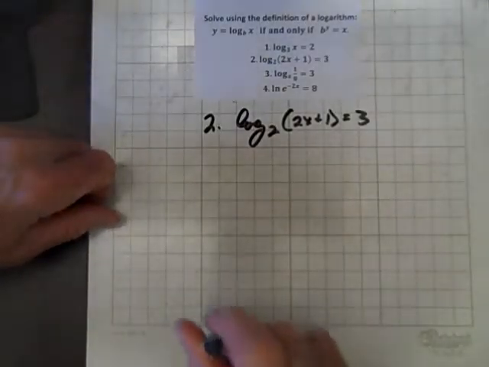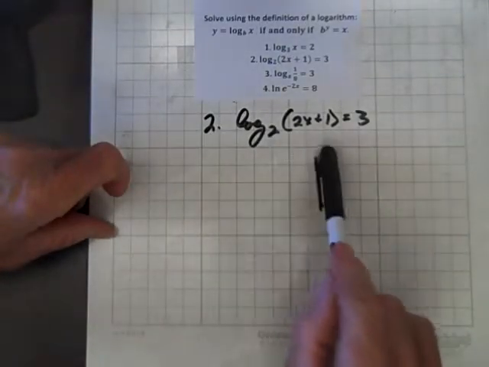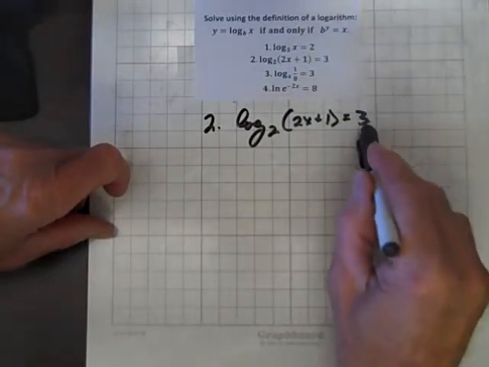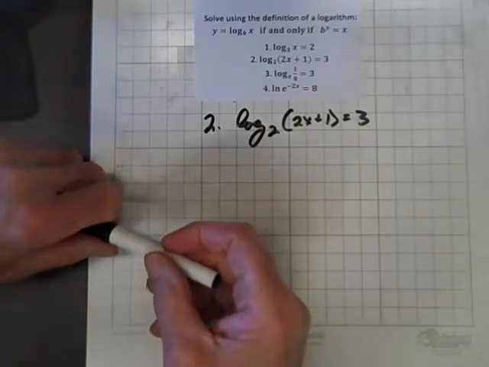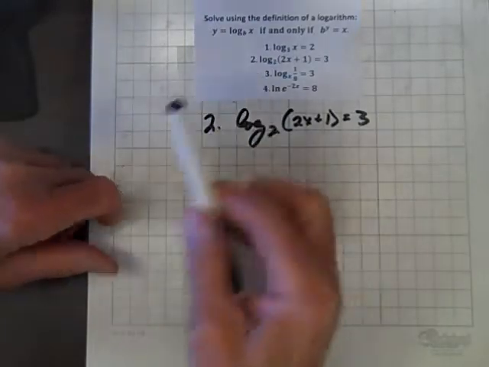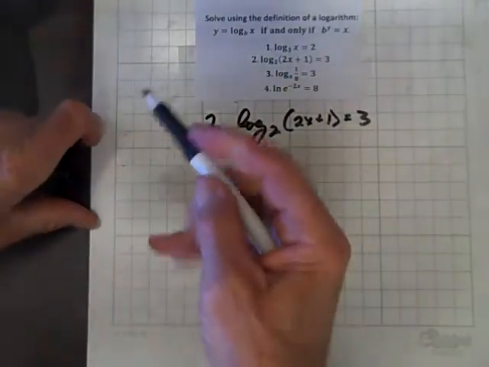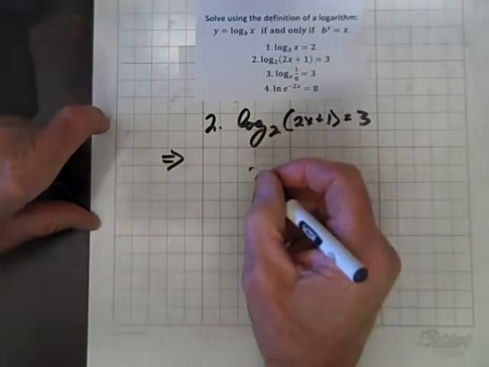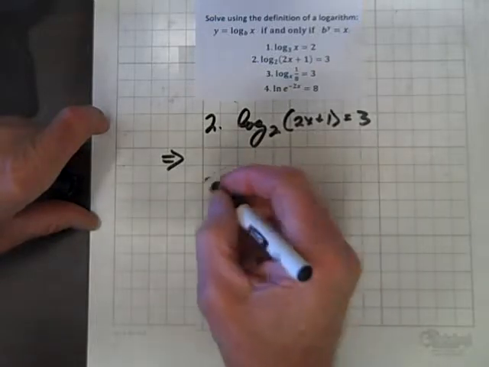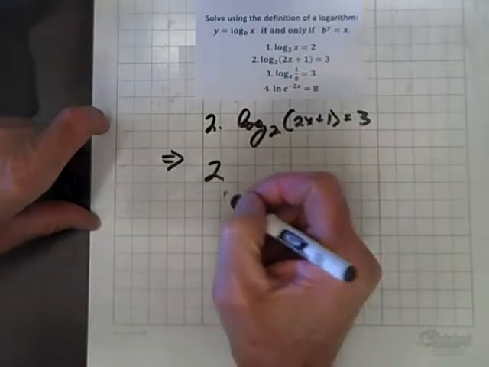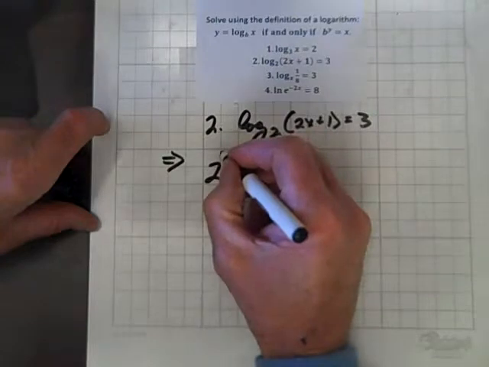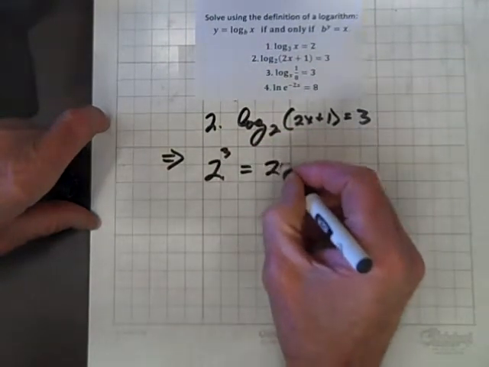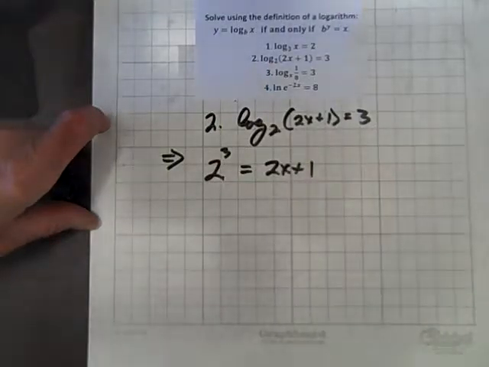Well, we have the equation log to the base 2 of the quantity 2x plus 1 equals 3. So we'll employ the definition of a logarithm and rewrite this equation in its exponential form. And so the base is 2, the exponent's 3, the result is 2x plus 1.